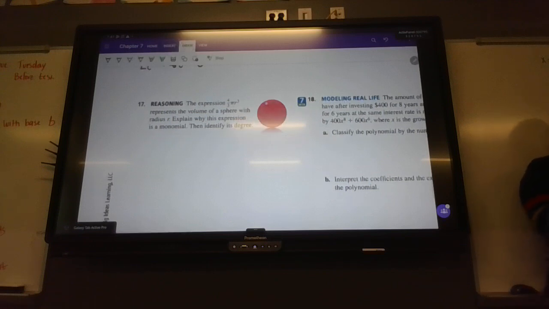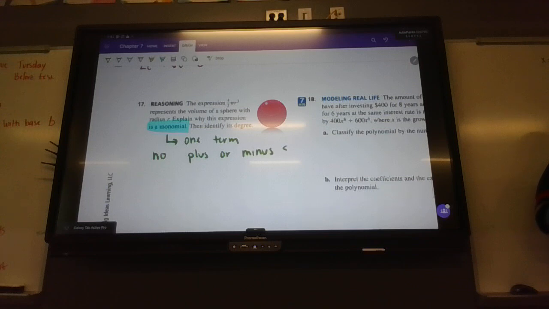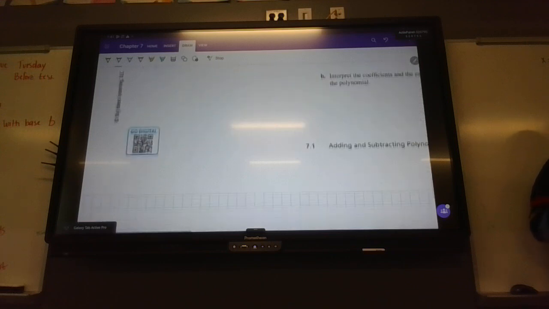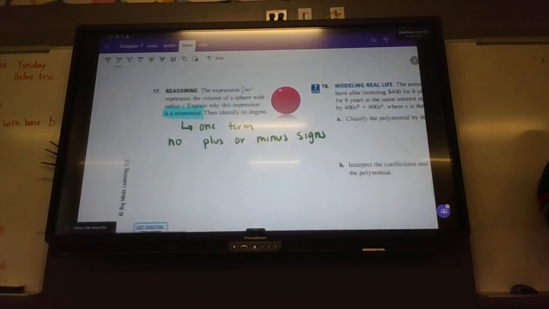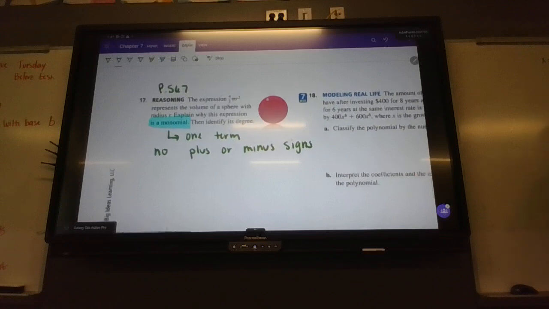All right, explain why it is a monomial. It's only one term. Okay, so terms in expressions are separated by plus and minus signs. I'm going to write out the word. 567. So let me show you what a binomial is.